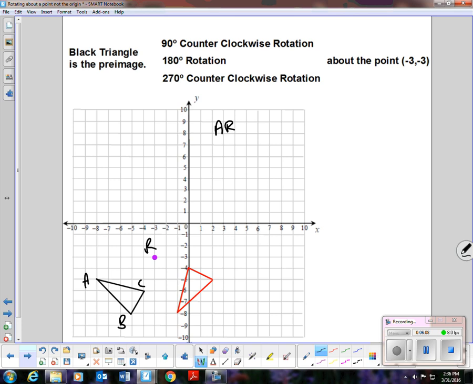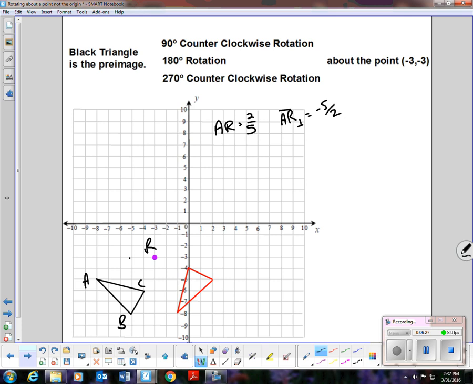What's the slope from A to R? That's 1, 2 up, and 1, 2, 3, 4, 5 to the right. So that's 2 up and 5 to the right. Would everybody agree? I hope so. And so that's the slope of this line. So what would be the perpendicular from A to R? That'd be -5/2, wouldn't it?